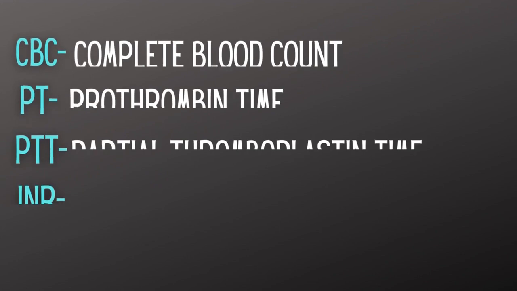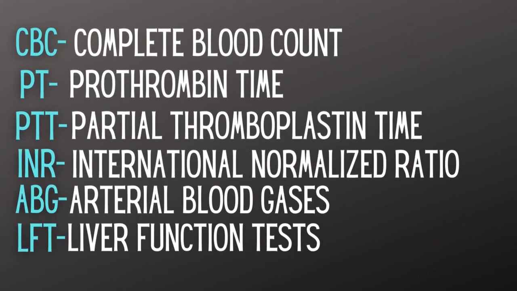So I'm just covering the most mainstream abbreviations, really, the ones that you'll see pretty much every time. First we have CBC, which is a complete blood count. And the next three refer to blood tests we do to look at clotting, which are PT for prothrombin time, PTT, which is partial thromboplastin time, and INR, which is international normalized ratio.